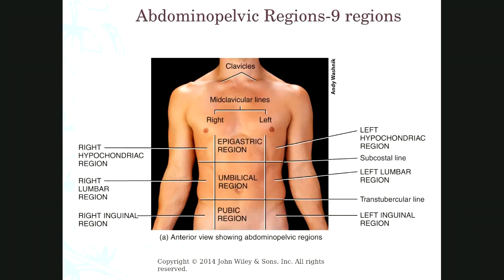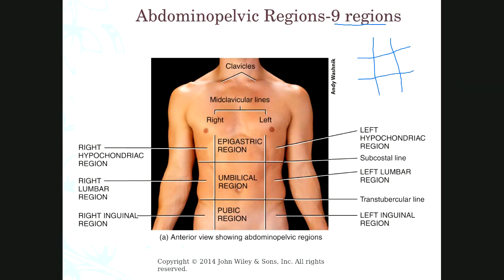So let's talk about the abdominal pelvic regions. We can study these in two ways. One is 9 regions, and it's important to learn this. How would be the best way to do this? Just draw like a little tic-tac-toe like this. Memorize it. We're going to ask you questions on this.